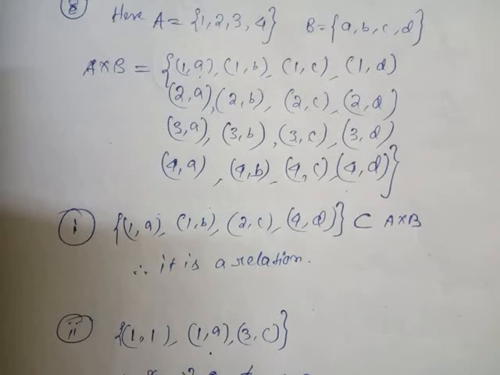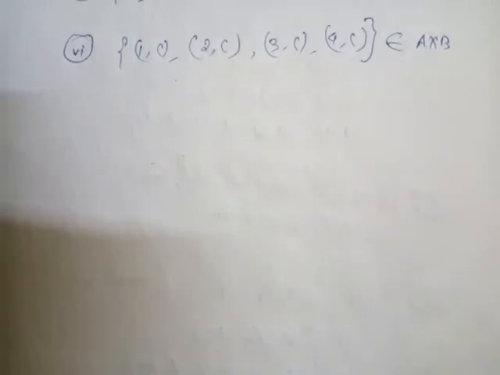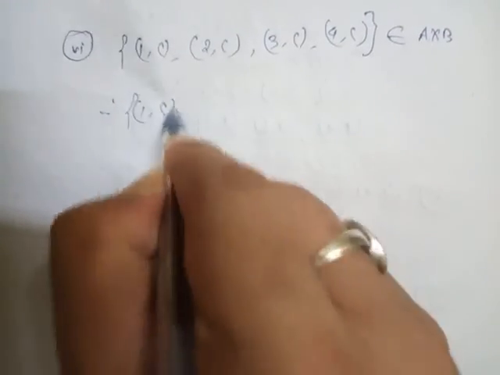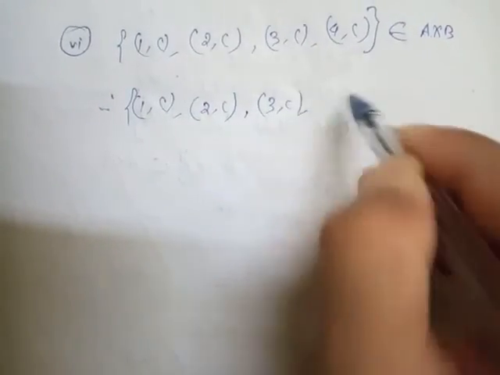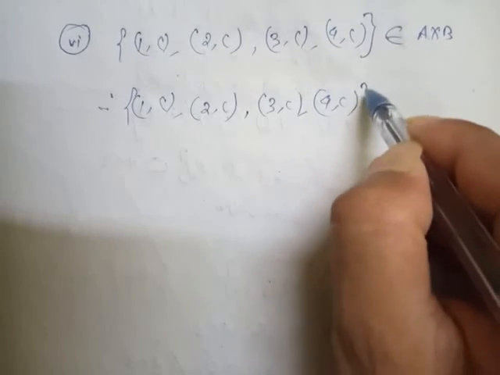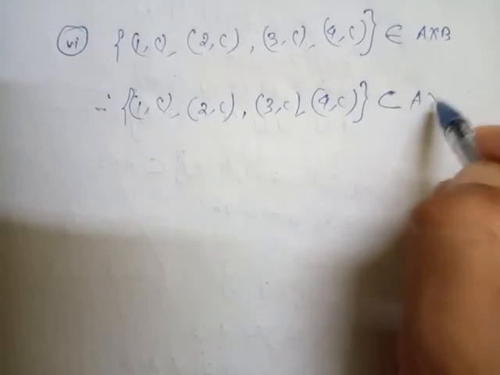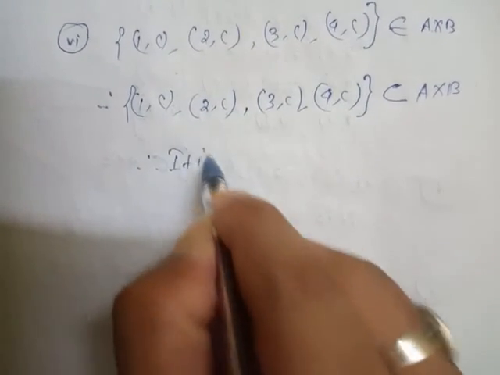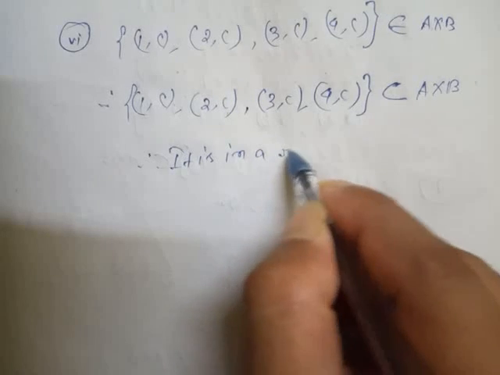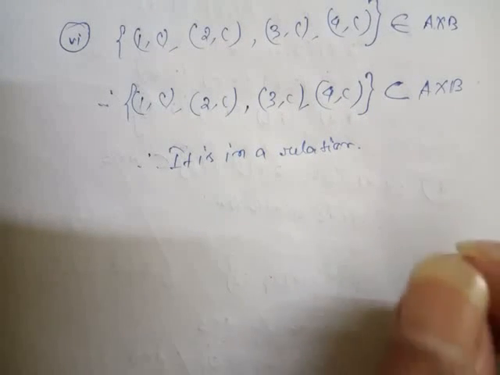Now look how to solve this. We'll write here that it belongs to A product B. So obviously we can write, therefore, (1, c), then (2, c), then (3, c), then (4, c). All these elements belong to A product B. So we can say that therefore it is in a relation. This is the answer of Roman 6.